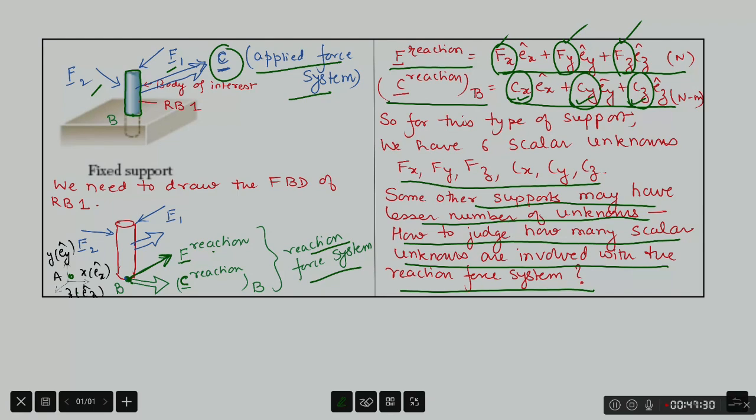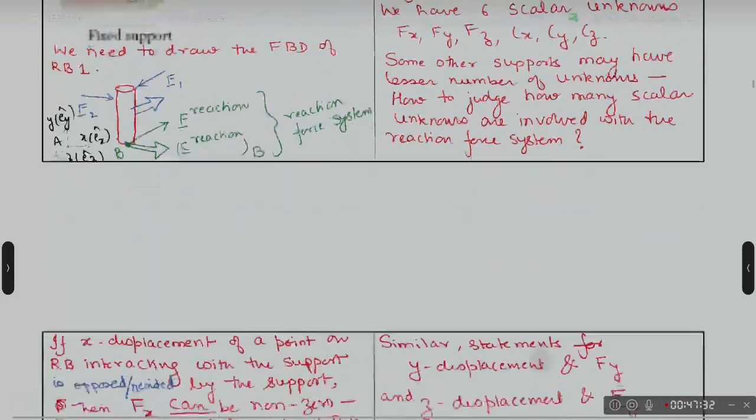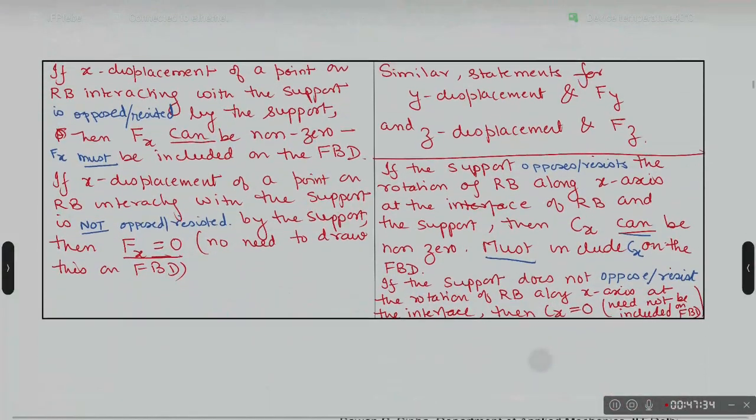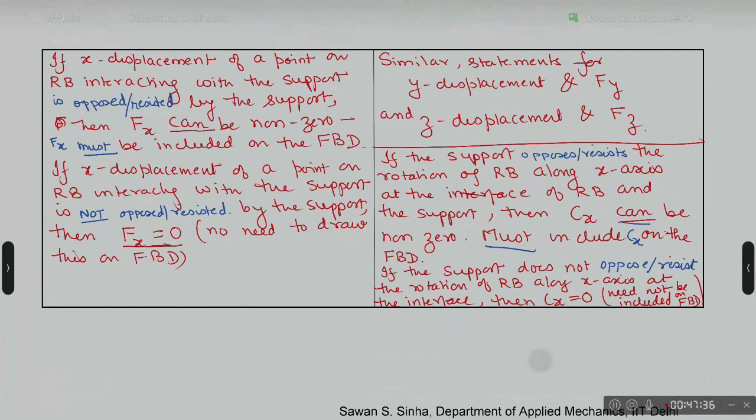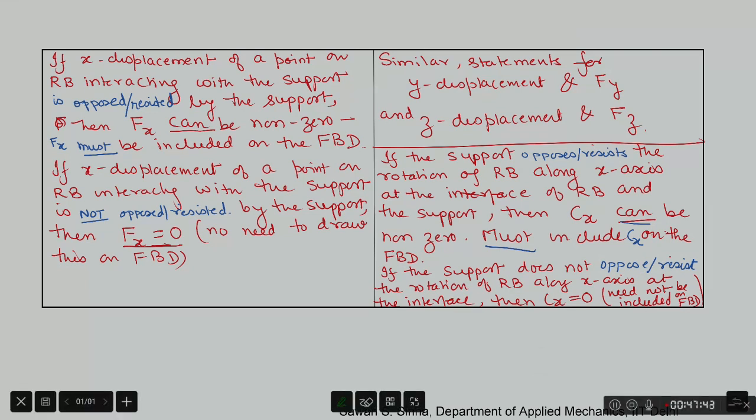See, if the x displacement of a point on the RB interacting with the support is opposed or resisted by the support, then Fx can be non-zero and Fx must be included on the FBD. This is the guideline.